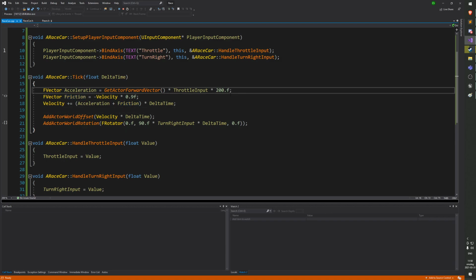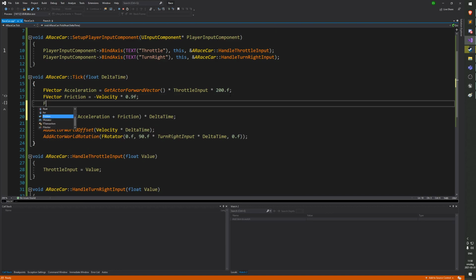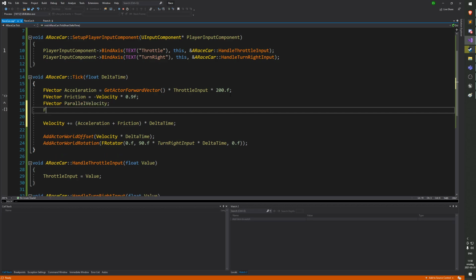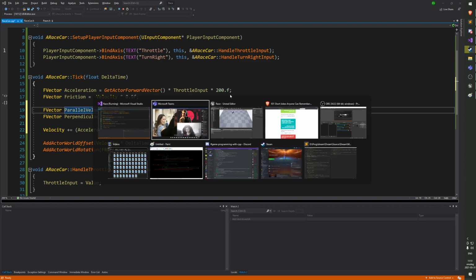So we're gonna make 2 friction values. We're actually gonna split the velocity into 2 values. So we're gonna split the velocity into parallel velocity and, god damn it, perpendicular velocity. There we go. So how do we do this?